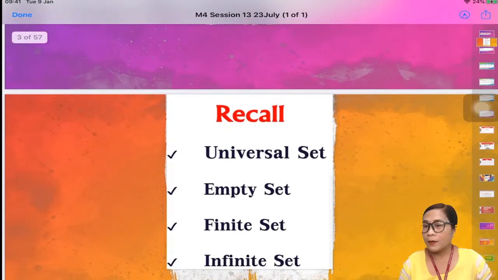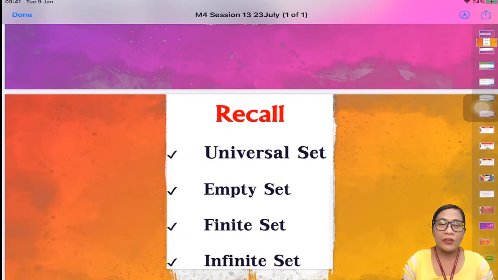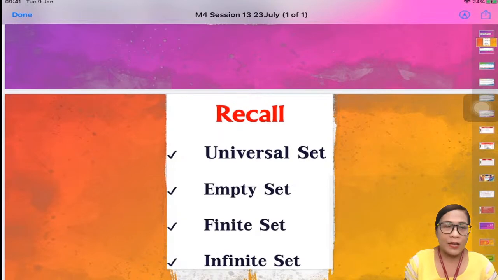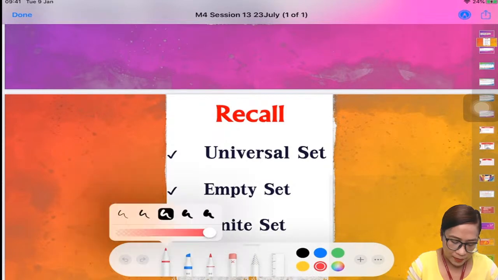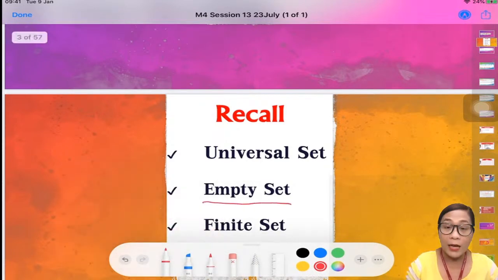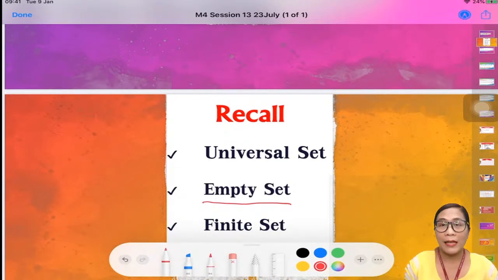So let us recall the universal set. What is a universal set? A universal set is any set in consideration. If you're talking about real numbers, then it's about real numbers. If you're talking about integers, then it's all about integers. Then if you have an empty set, what is an empty set? An empty set is just a set without elements. That's why it's called empty, a set without elements or without any members.